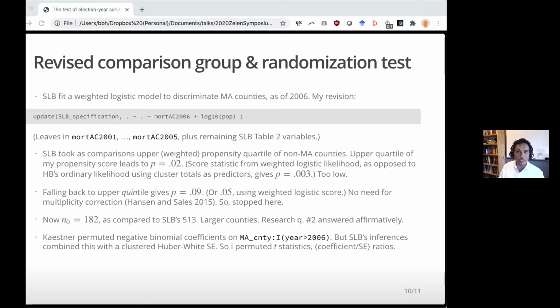But I did a little bit differently. I noticed that SLB had sort of taken a certain t statistic as the basis for the inference, which is to say they calculated a standard error in a particular way and looked at the ratio of the coefficient to that standard error. And that was the basis for their inference. So that was the thing that I permuted in this follow-up analysis. And when I make that change in what's being done in this randomization test, as well as the change about the comparison set of counties, at that point, I wind up with a result that's fully consonant with the result reported in the original paper.